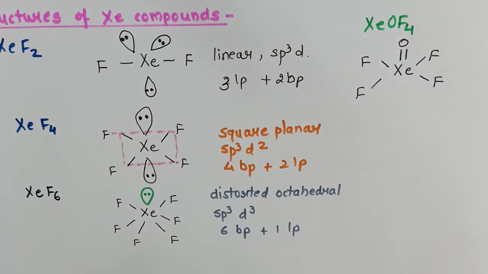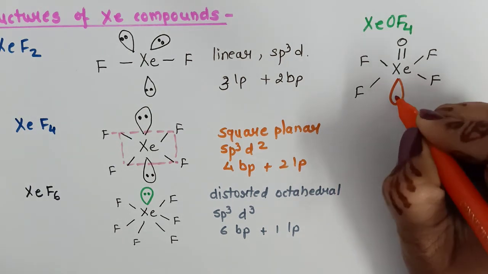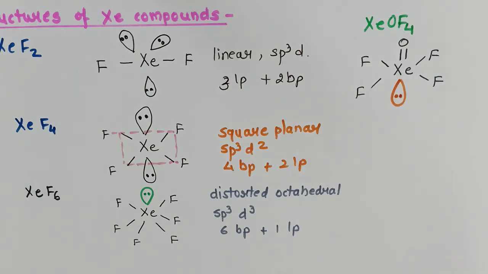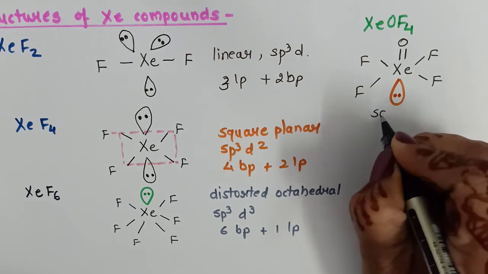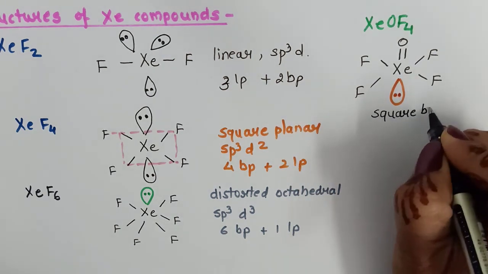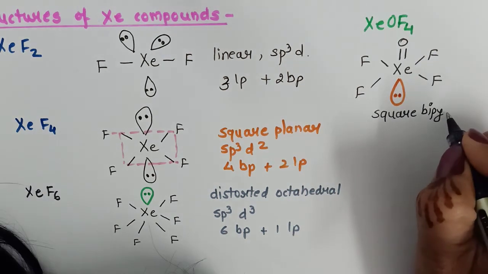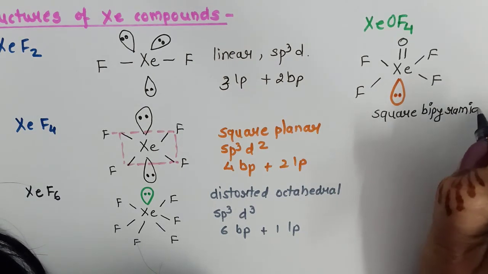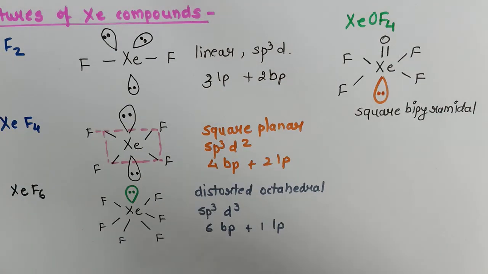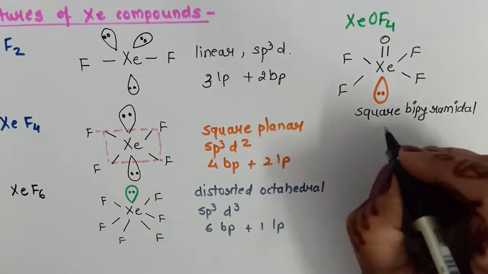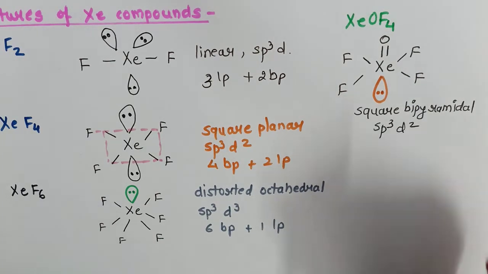So out of 8 electrons which are available in the outermost shell of xenon, 1, 2, 3, 4, 5, 6 have already been used, and the remaining pair will be left out as the lone pair. And hence it will show square pyramidal geometry, where xenon undergoes sp3d2 hybridization.